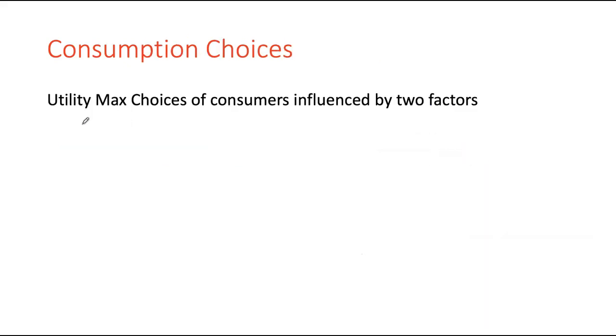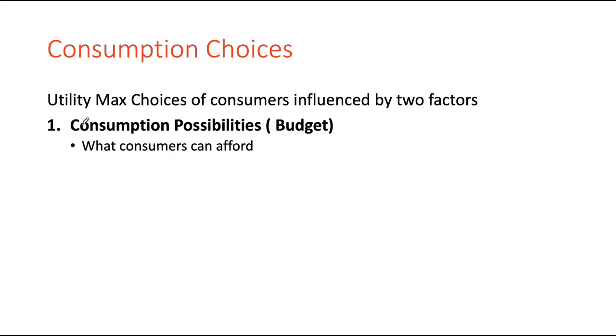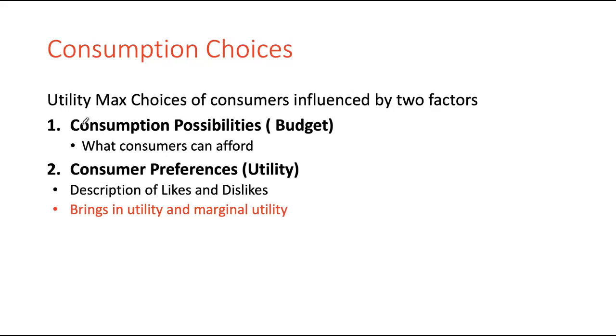Consumer choice is therefore influenced by these two factors: consumption possibilities or the budget constraint. This is going to identify what consumers can afford and what they cannot afford. And secondly, the description of their likes and dislikes, which we call consumer preferences or utility. So this will take us further into the concept of utility and marginal utility. So let's try and set up our model now.